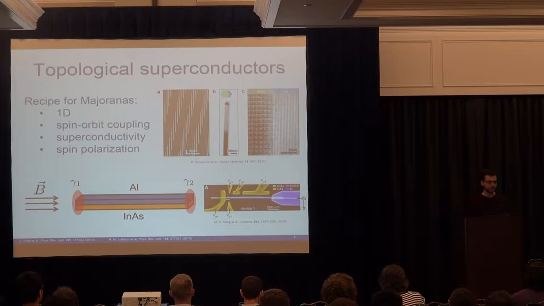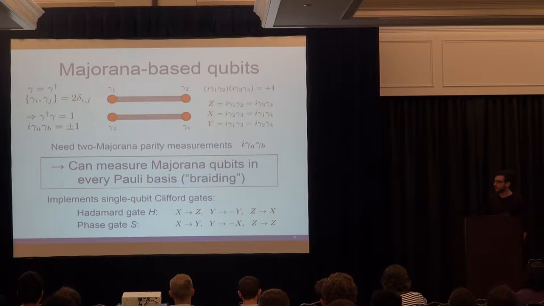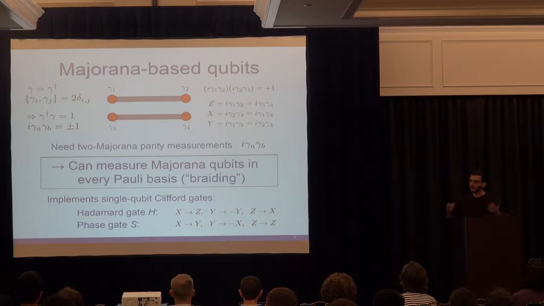So if you have this, how would you build a qubit out of those? Turns out you need two wires for a qubit. Now you could try to define a zero state of a qubit and a one state of the qubit, but I think it's more convenient to think of it in the Heisenberg picture, where you define the qubit using the Pauli operators X, Y, Z of the qubit.